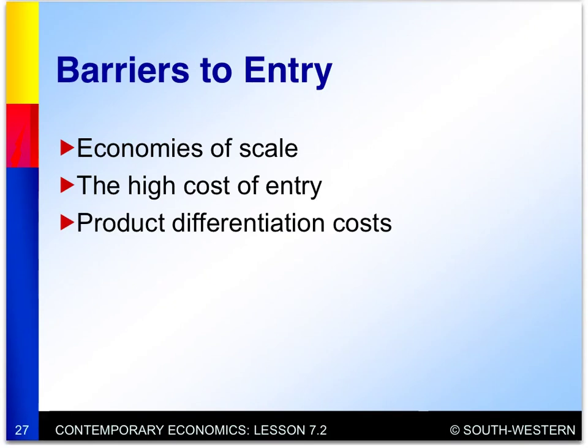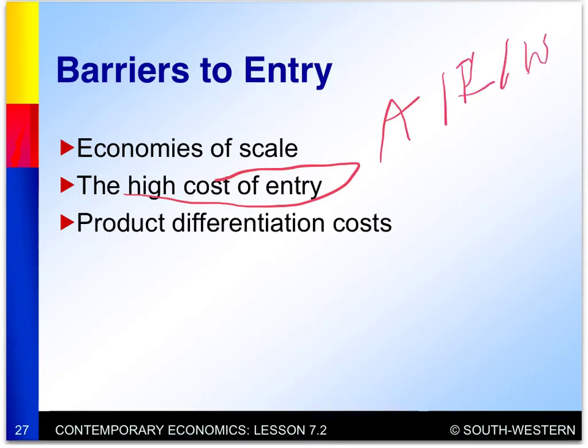Let me throw another one in here: airlines. I can't draw. Hold on. In airlines, you only have Delta, Southwest, American, United, Continental, and Northwest. Those are the main ones. It costs a lot to differentiate their product.